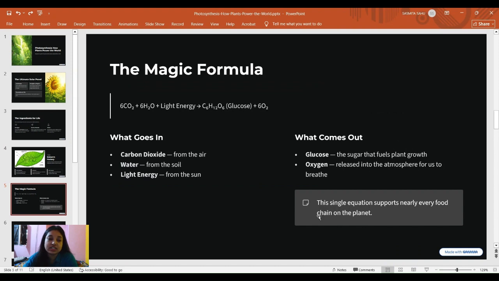So what goes in here? Carbon dioxide from the air, water from the soil, light energy from the sun. What comes out? Glucose, the sugar that fuels plant growth, and oxygen released into the atmosphere for us to breathe. So it is a very important thing, and this process has a vital role for us because in this process the plant releases oxygen and we use this oxygen in our respiration.